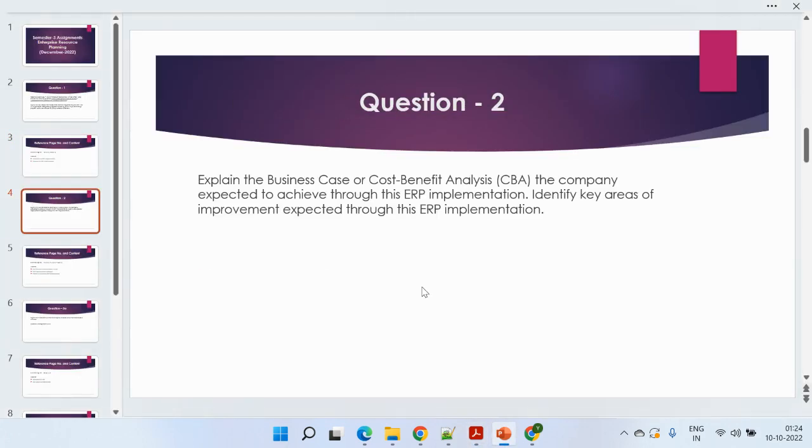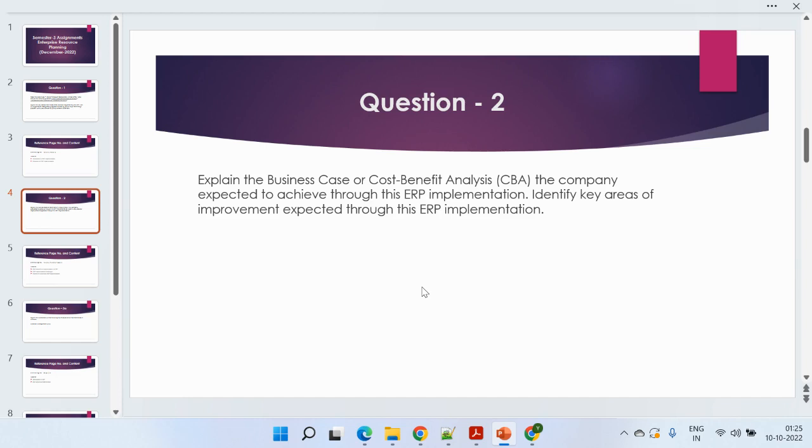Going to the second question: explain the business case or the CBA, which is cost benefit analysis, that the company expected to achieve through this ERP implementation. Identify the key areas of improvement through this ERP implementation. Again, we are talking about the ERP implementation, and we are talking about the business case or the cost benefit analysis.